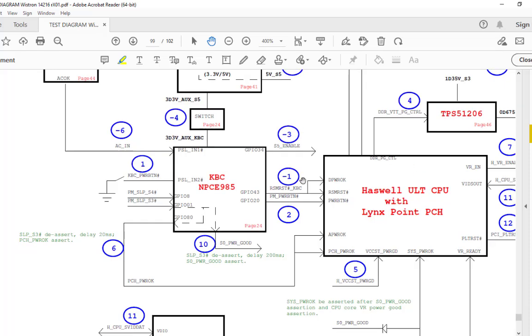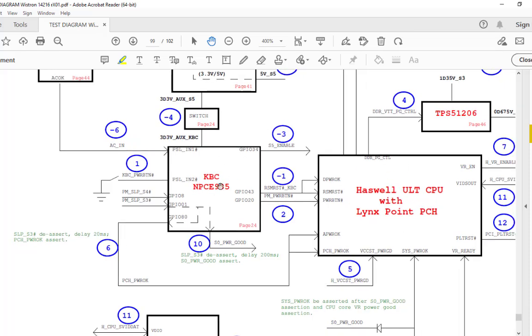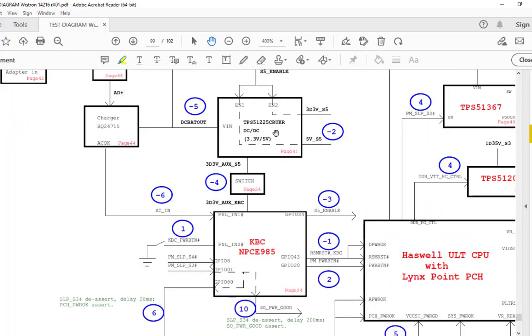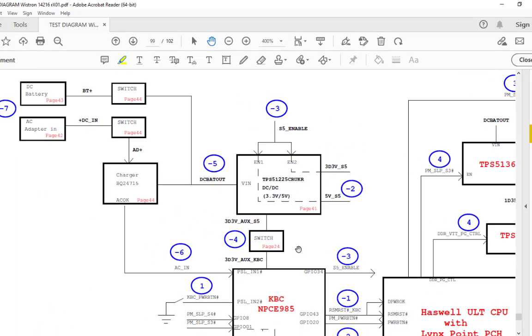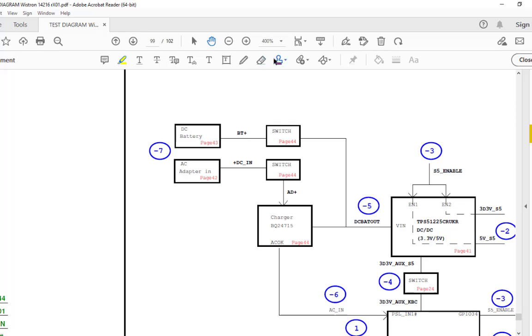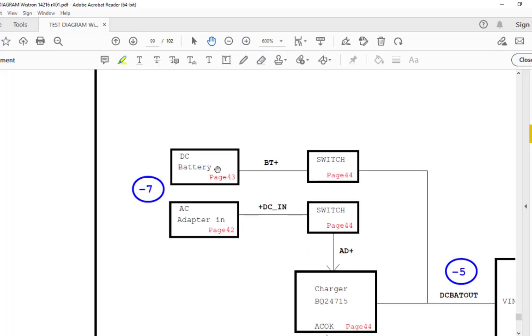Here is my CPU, then here is my SIO, and these are the different buck converters. The first thing is my inputs, the adapter and the battery. These are the two inputs. The battery voltage is around 11.1 volts, and the adapter voltage will be 19 volts. So both voltages will go inside, and here the output voltage is generated.